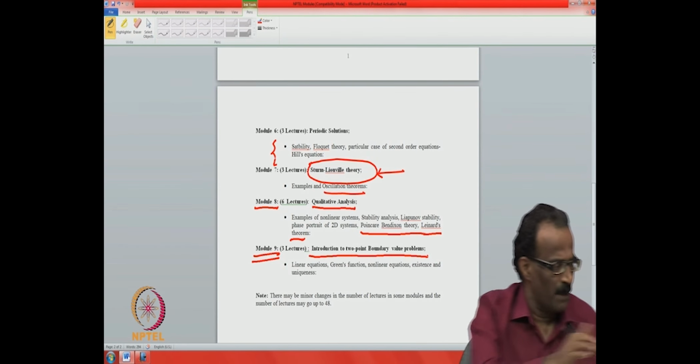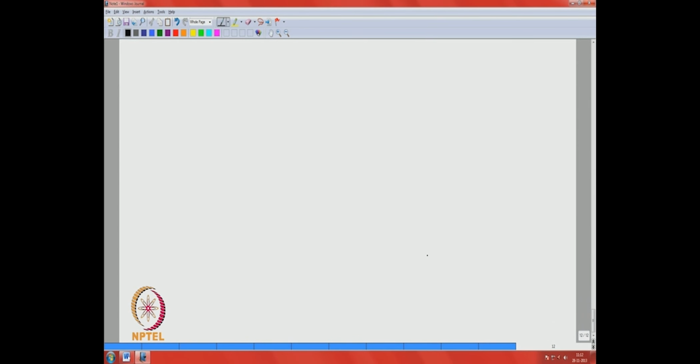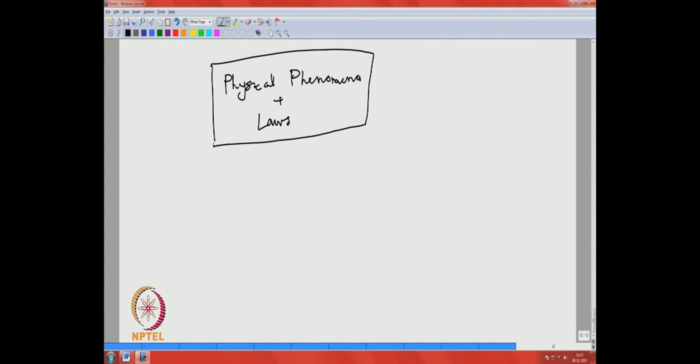So, let me complete this. I have just three to four minutes. Let me conclude the entire thing by drawing a schematic diagram. You have the physical phenomena, and you have the physical laws here, and that is what you started with. The whole of science is that: physical phenomena and physical science.